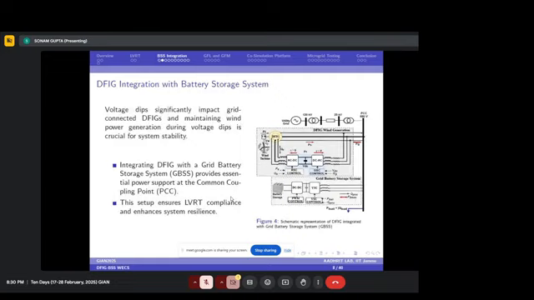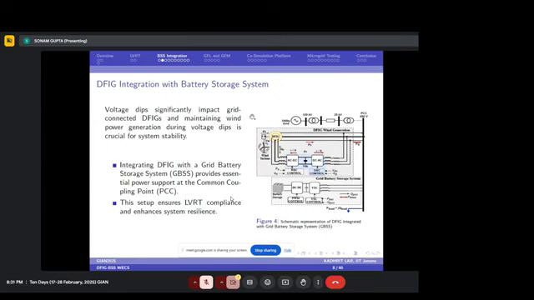So here, I'm not going into the basics of the DFIG or its modeling. We'll directly go to the integration and the basic schematic representation of the double-fed induction generator, which is integrated with the grid battery storage system.